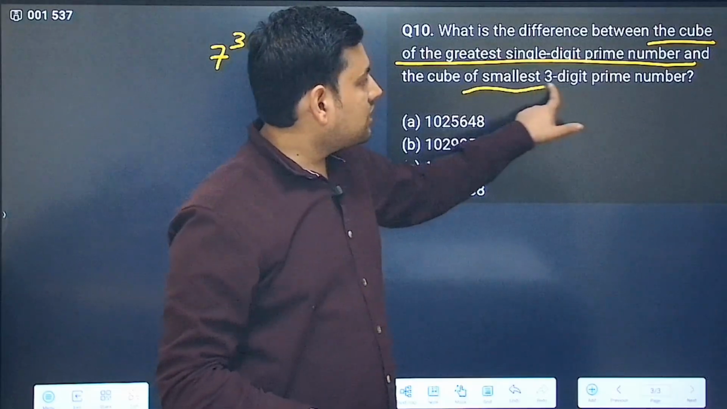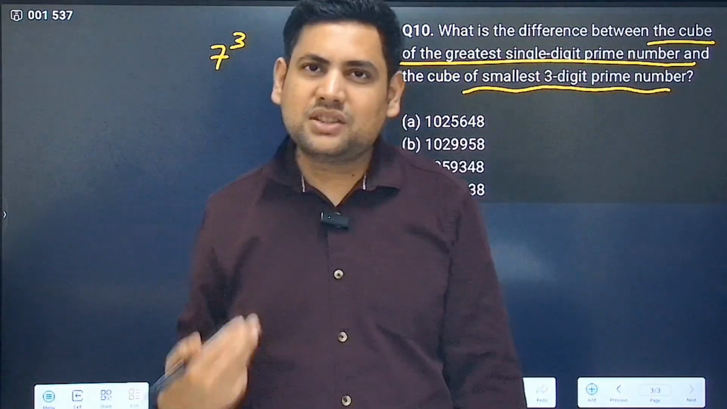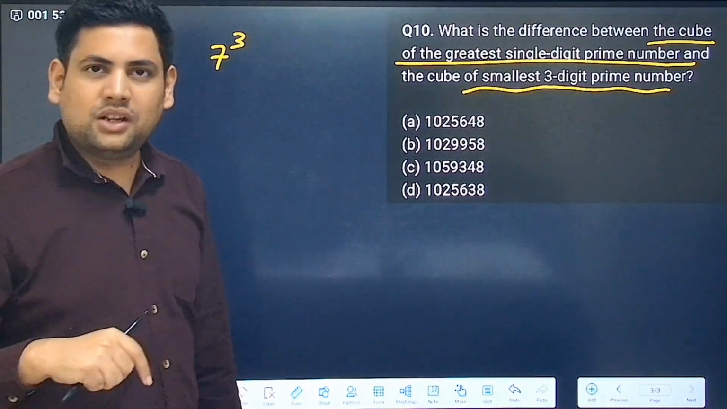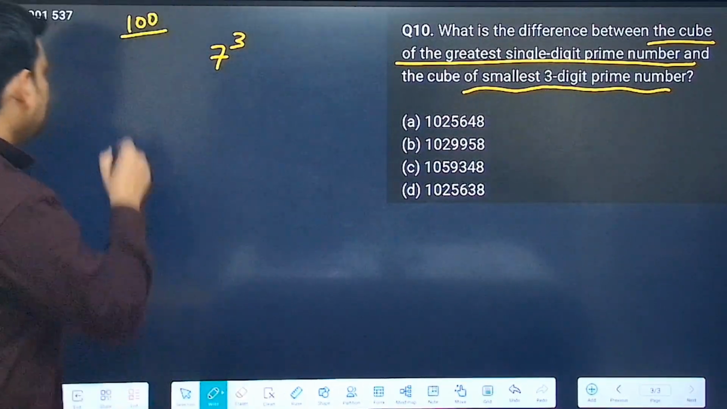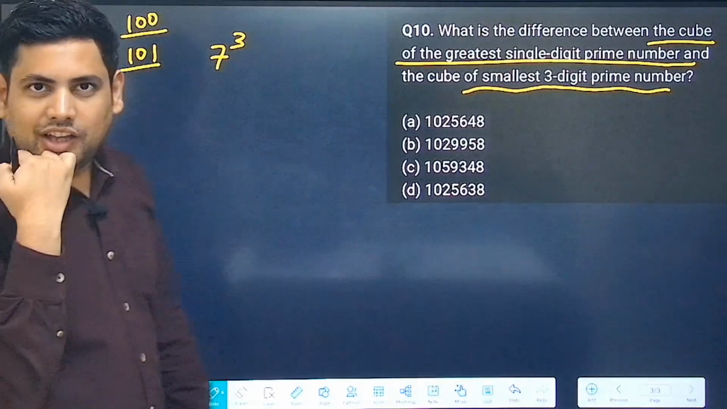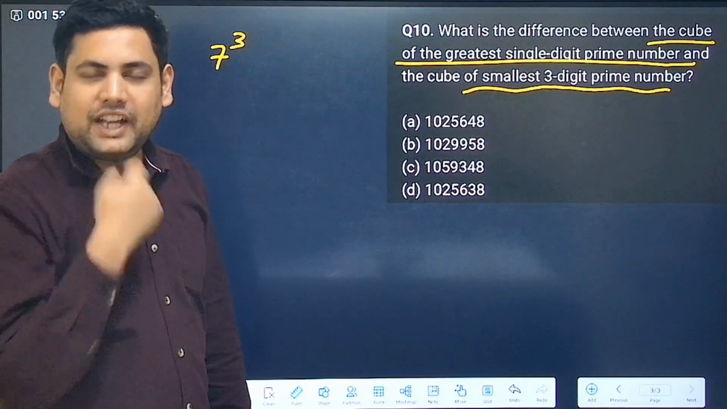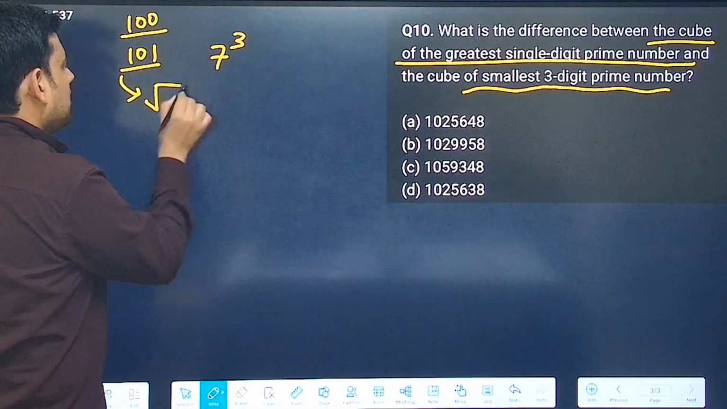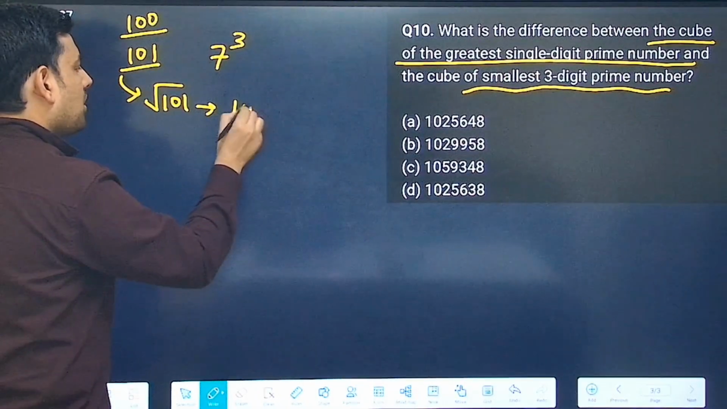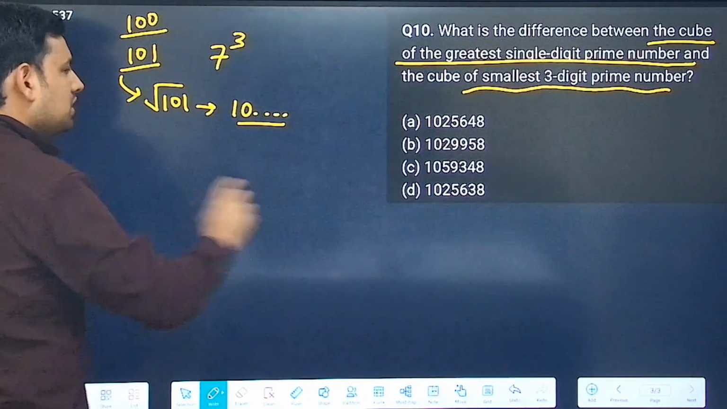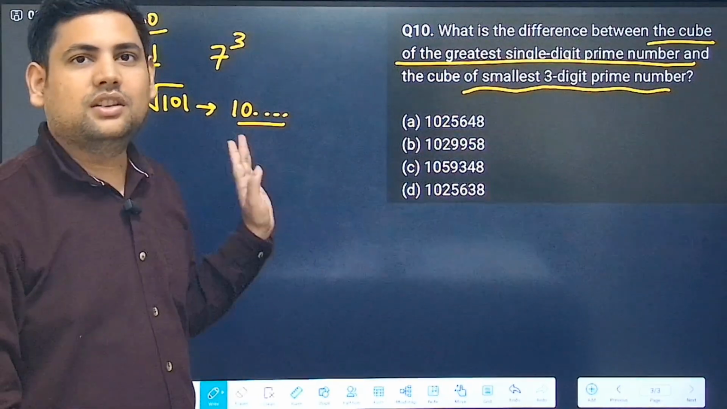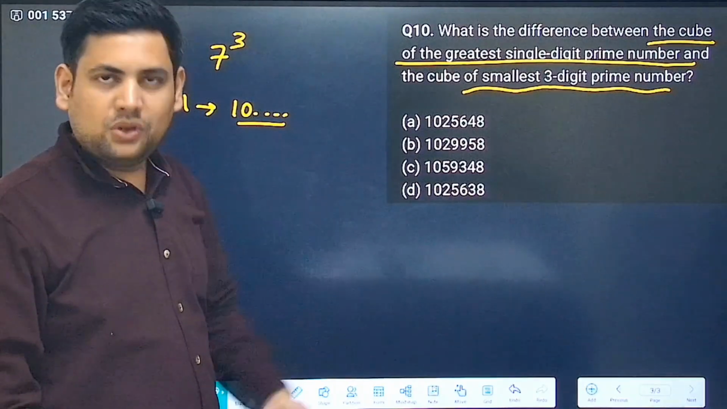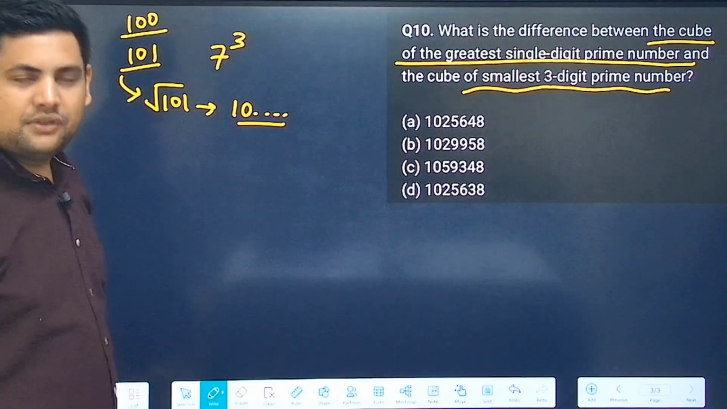and the cube of the smallest 3-digit prime number. What is the smallest 3-digit prime number? See, 100 is the smallest 3-digit number, but is it prime? No. Then start checking the next one. 101. Is this a prime number or not? Now, if you get confused, you have to revise that. You have to take the square root of 101. So it will come out to be 10 point something. That means you need to check only prime numbers less than 10 to decide if it is prime or not.